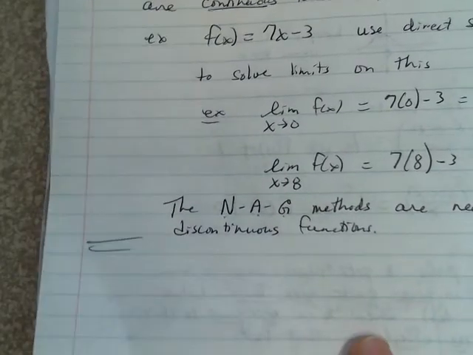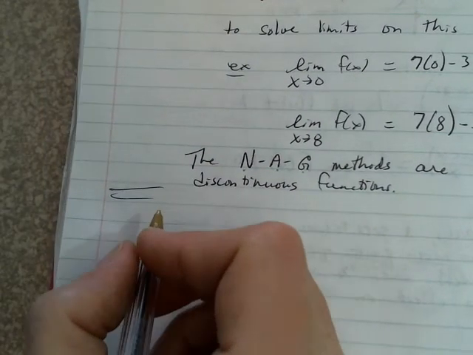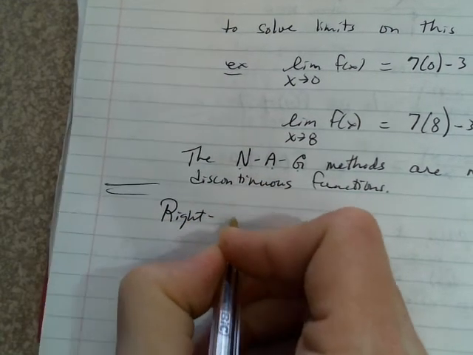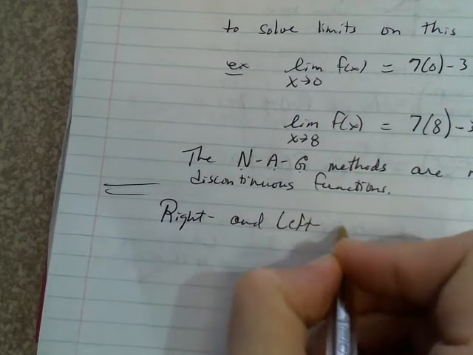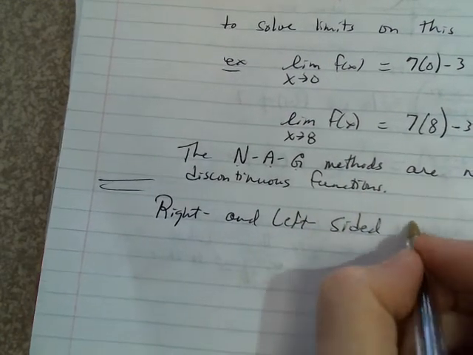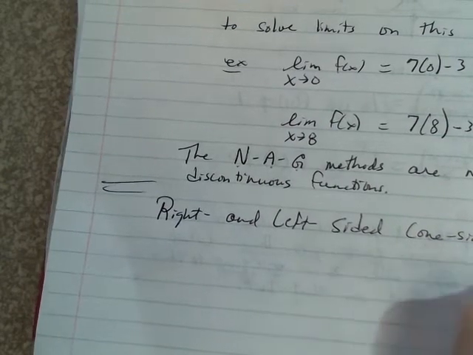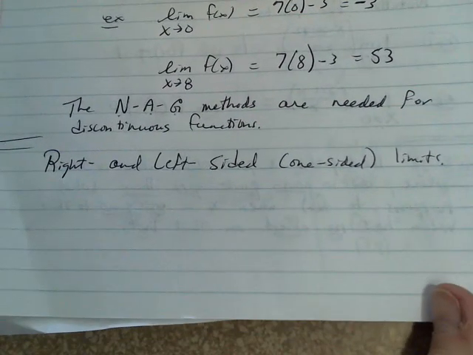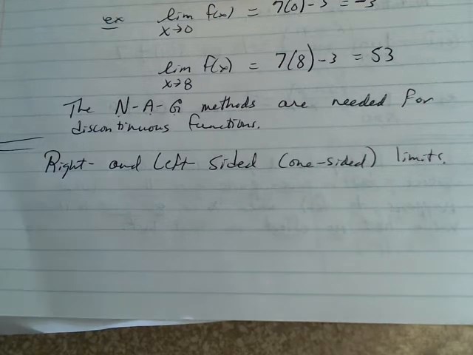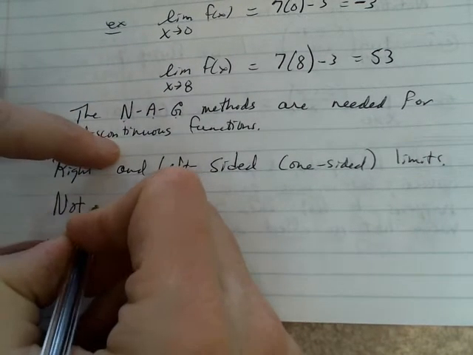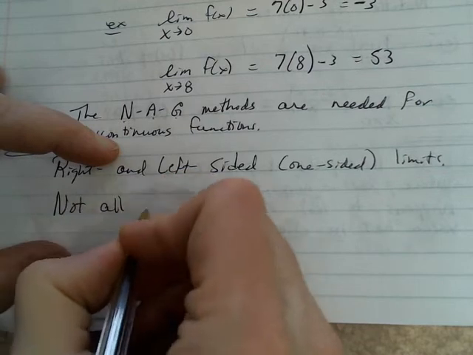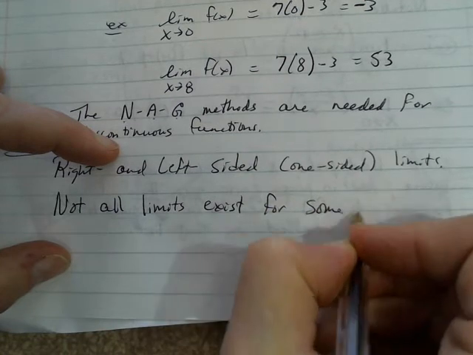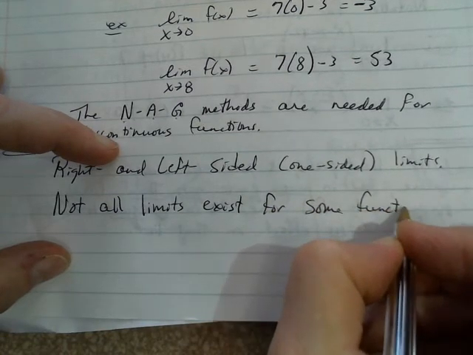All right, so now what we're going to look at are two different types of limits. We're going to look at right and left-sided limits, or in other words, one-sided limits. Okay, one-sided limits. Not all limits exist for some functions, and we'll take a look at one of those where a limit doesn't exist.